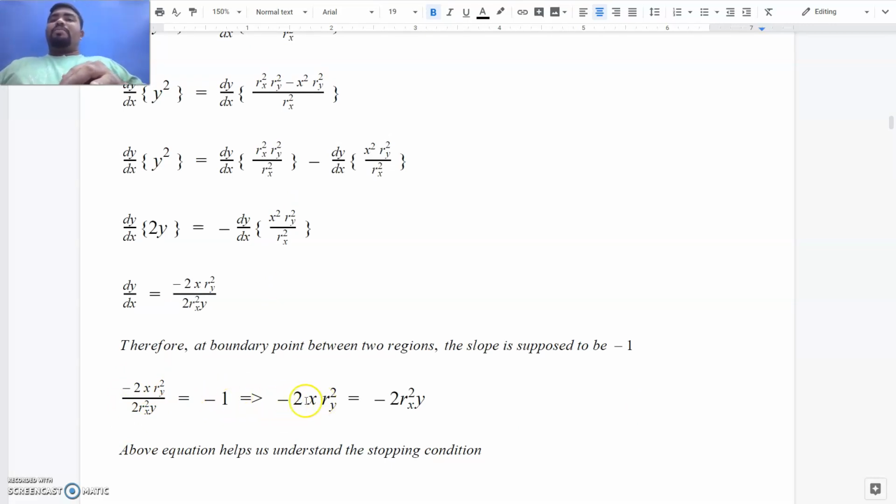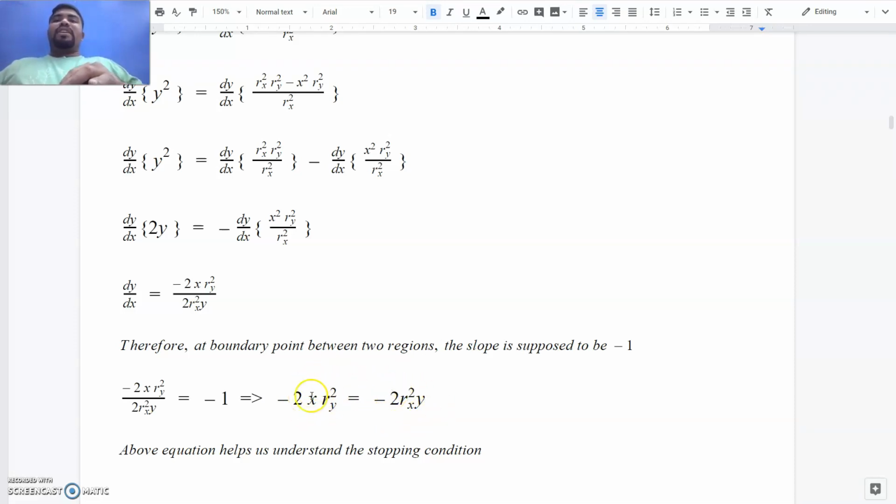We get minus 2x ry square equivalent to minus 2 rx square y. So whenever the left hand side is equal to the right hand side, we'll clearly say that we have reached a point wherein region 1 ends. So the left hand side part should never be equal to the right hand part. It should be less at the start.